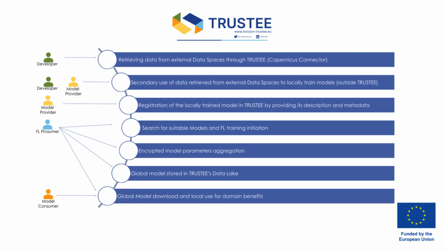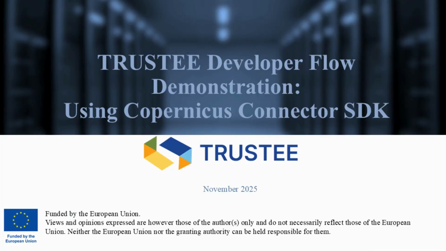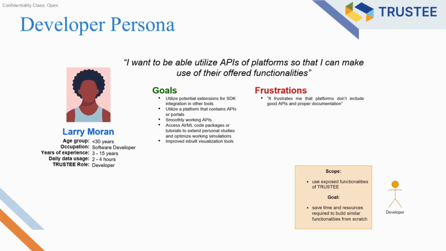The process starts with external satellite data acquisition via the Trustee Copernicus connector. This is a demonstration of Trustee developer flow using Copernicus Connector SDK. Developer persona is one of the defined personas related to the Trustee platform that wants to use parts of Trustee platform to develop their own applications, tools, or services.